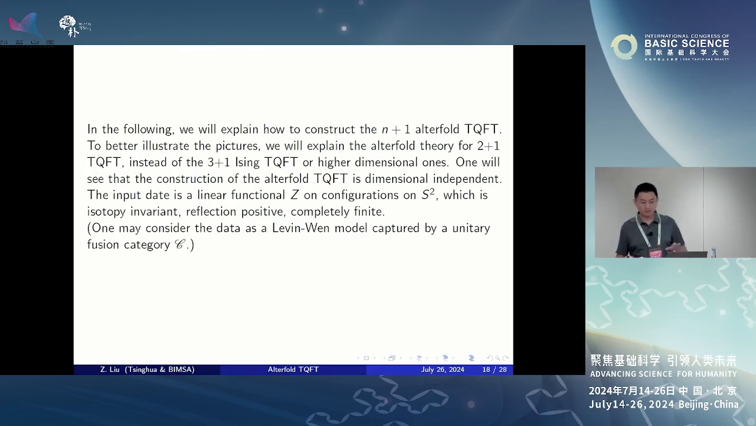Now we will explain how to construct that, and to better illustrate the picture, we will explain the theory for 2+1 rather than 3+1. For the 3+1 case, the picture will be 4-dimensional, but it's difficult to show that on the slides. So we will really do the 2+1 case, but we will see this construction really works in all dimensions. And the input data is just this linear functional, which is reflection positive.